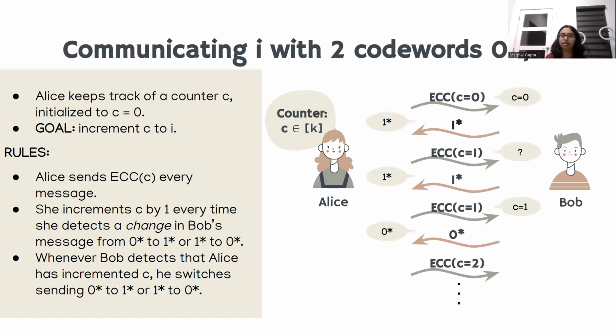Basically, Alice sends over her counter C in every message, and then Bob will send over either 1 star or 0 star to tell her whether to increment the counter or not. We're not even going to use the extra 2 code words, 2 star and 3 star, just yet. Those will be for later in the protocol.